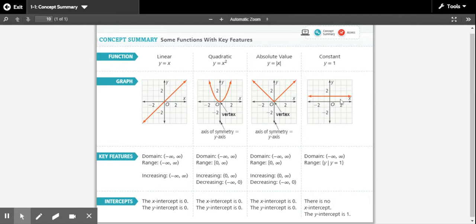Y equals 1 is considered a constant function. Its domain, the x can be anything, and the range is simply 1. The y value has to be 1. There is no x-intercept. It does not cross the x-axis, and the y-intercept is 1 because, again, all the y's are 1.